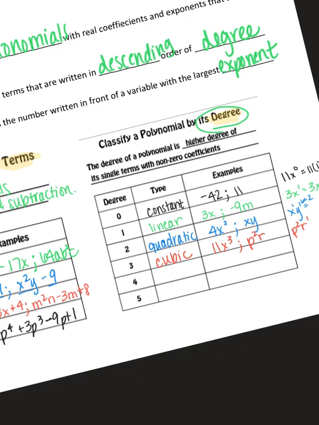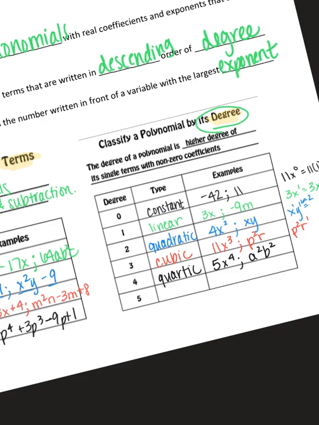Okay. If we have a 4th degree, we can call it a 4th degree polynomial or a quartic. And so that might look like 5x to the 4th, okay? Or maybe you have something like a squared b squared. Okay, so this monomial has a raised to 2 and b raised to the second, and so that's a total of 4.